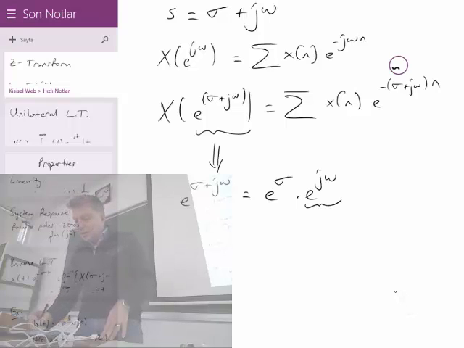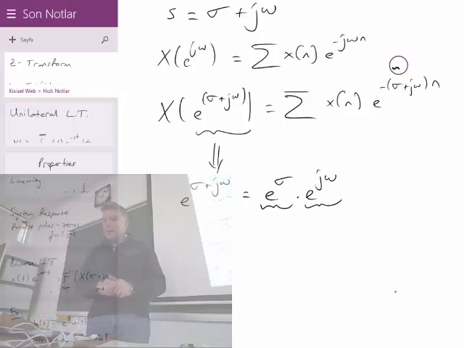This e to the j omega, well, we know what it is. It's a complex exponential. This e to the sigma is a real value, and that real value is always between 0 and infinity, no matter what sigma may be. You see? Because if sigma is negative, or between 0 and 1, or greater than 1, whatever, in all cases e to the sigma will become something positive.